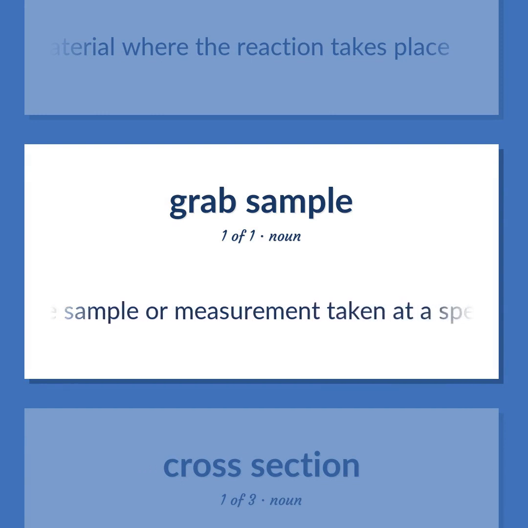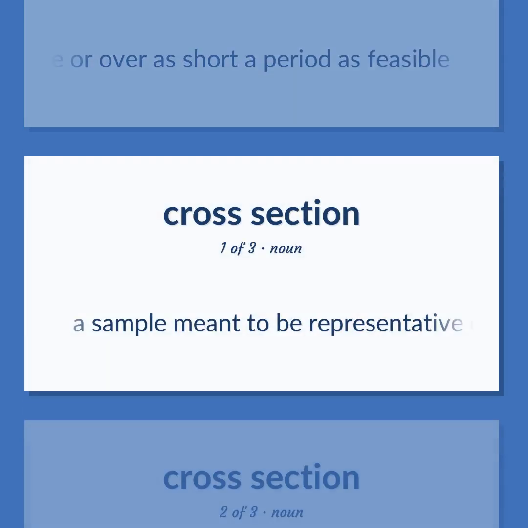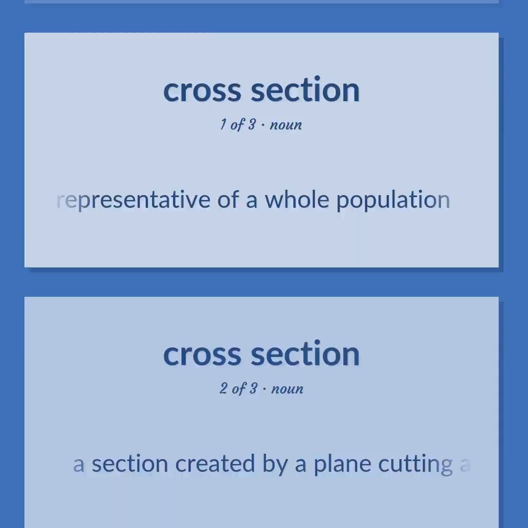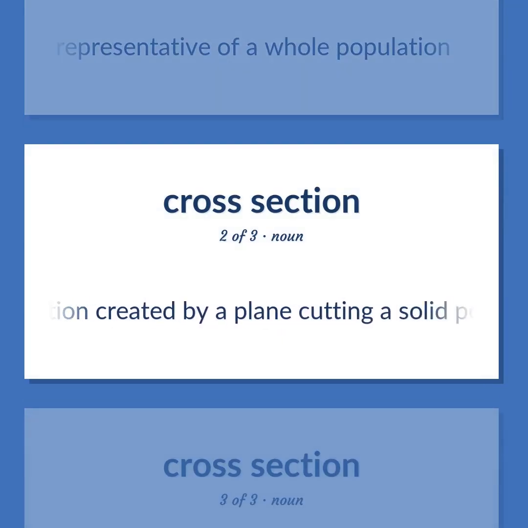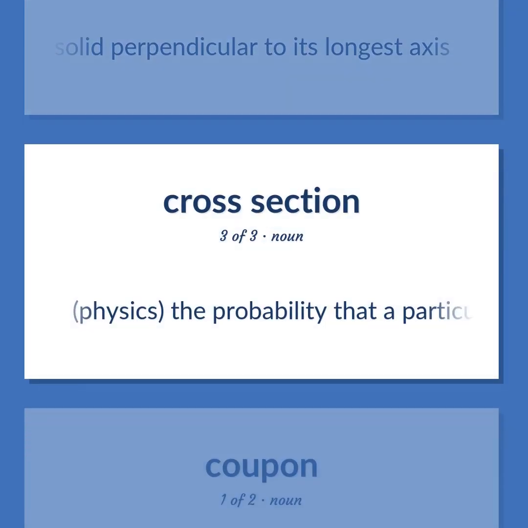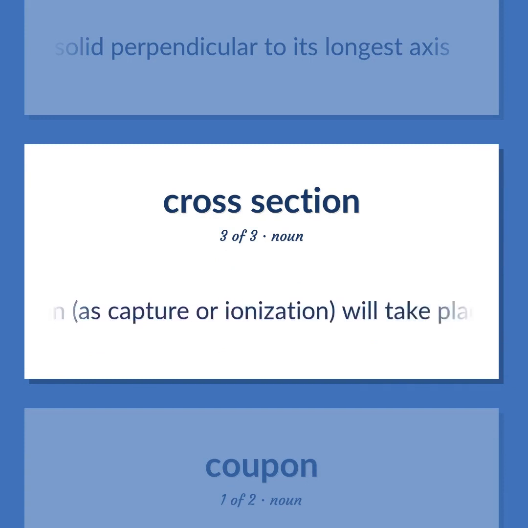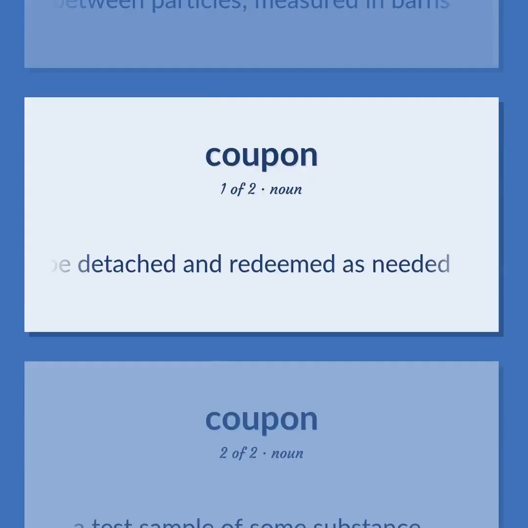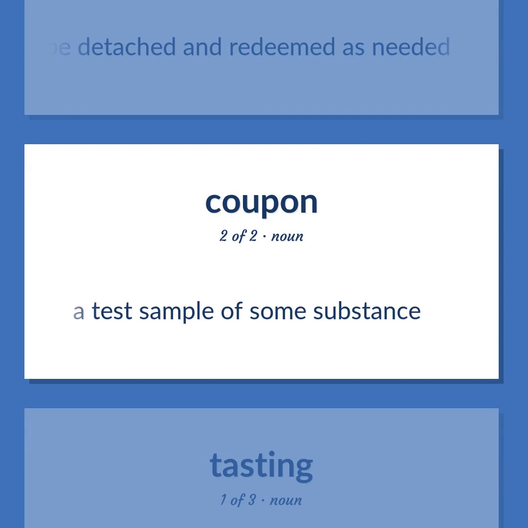A single sample or measurement taken at a specific time or over as short a period as feasible. A sample meant to be representative of a whole population. A section created by a plane cutting a solid perpendicular to its longest axis. Physics. The probability that a particular interaction, as capture or ionization, will take place between particles, measured in barns. A negotiable certificate that can be detached and redeemed as needed. A test sample of some substance.